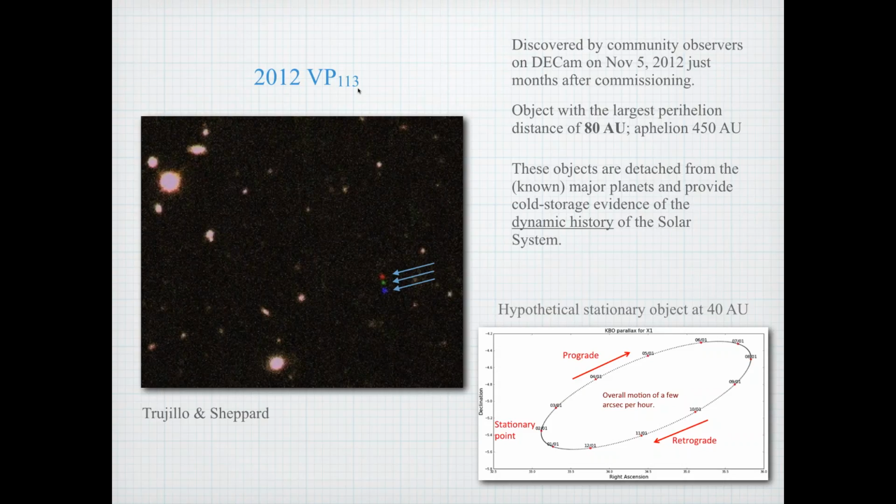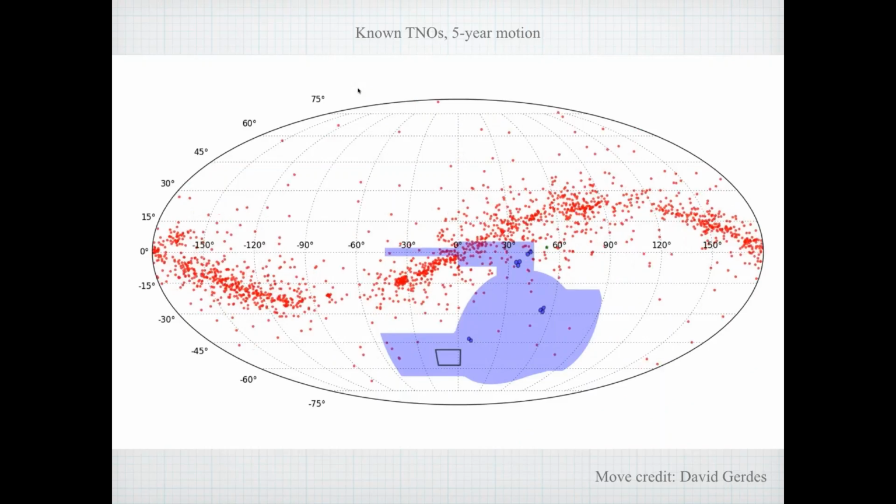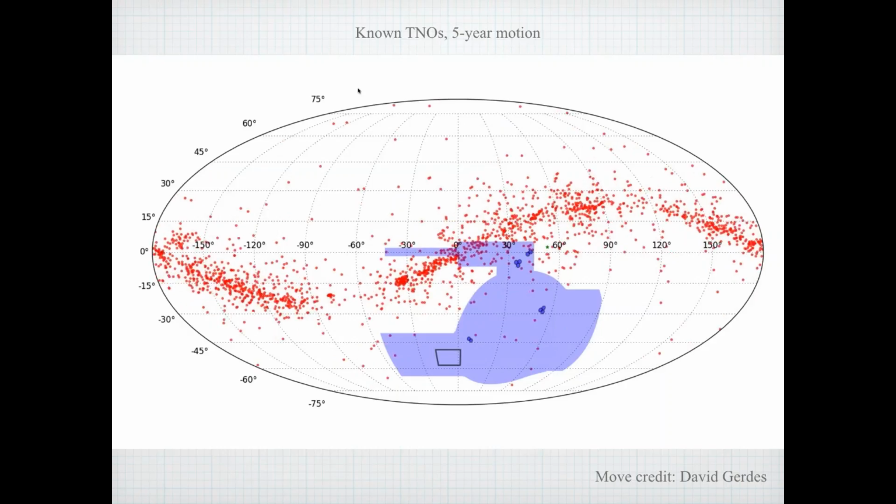And again, these objects are completely detached from the inner major planets, and so they don't interact with those planets at all. You can study its properties and learn about the dynamical history of the solar system. Okay, so there are several thousand Kuiper Belt objects. Another name for Kuiper Belt objects is trans-Neptunian objects, or TNOs. There are many that are known, and this is a nice movie that Dave Gerdes made of the known trans-Neptunian objects and how they move across the sky as a function of time over a 5-year period.